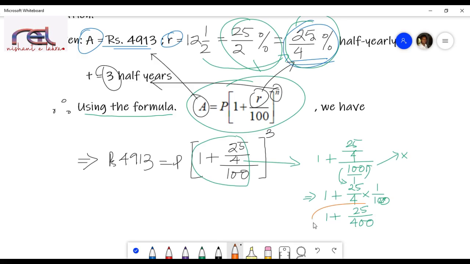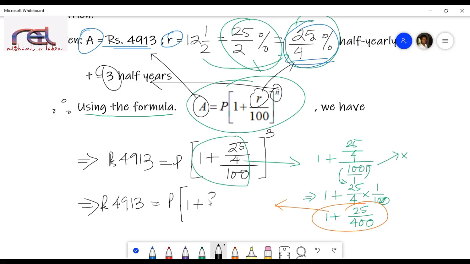I hope you have understood this part, right? So this is what we get after we solve 1 plus 25 by 4 divided by 100. So we'll just replace this value in the place of 1 plus 25 by 4 divided by 100. So amount 4913 is equal to principal, or the sum, into the one that we solved. We will just replace it here, 1 plus 25 by 400.